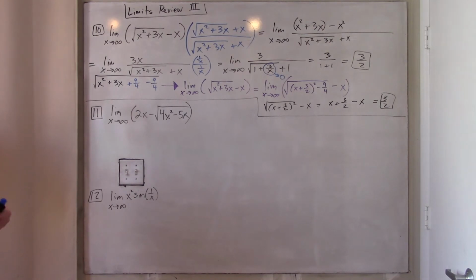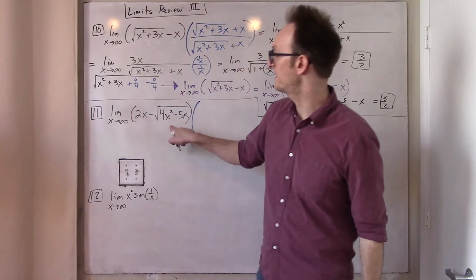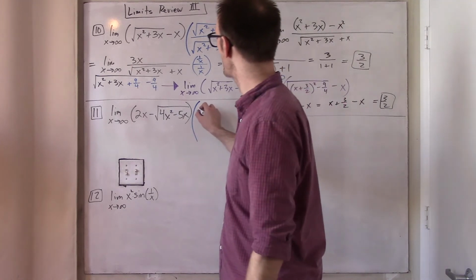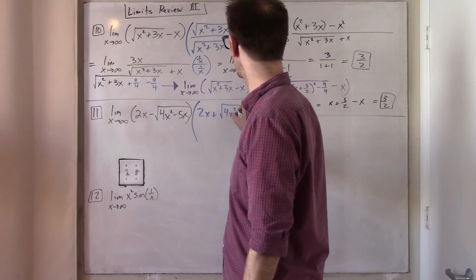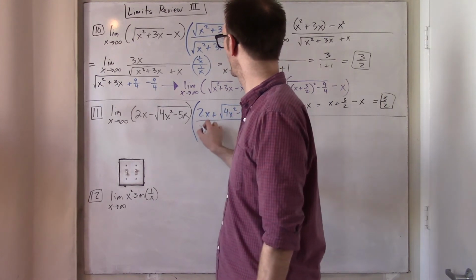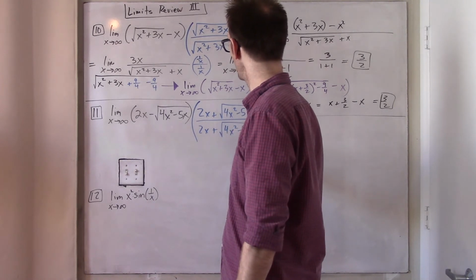Okay. Cool. For number 11, however, I'll just do it the traditional way. I don't think I have anything more to say, so I'm just going to do this problem. It's an infinity minus infinity situation, so I'll multiply by 2x plus root 4x squared minus 5x over 2x plus root 4x squared minus 5x.